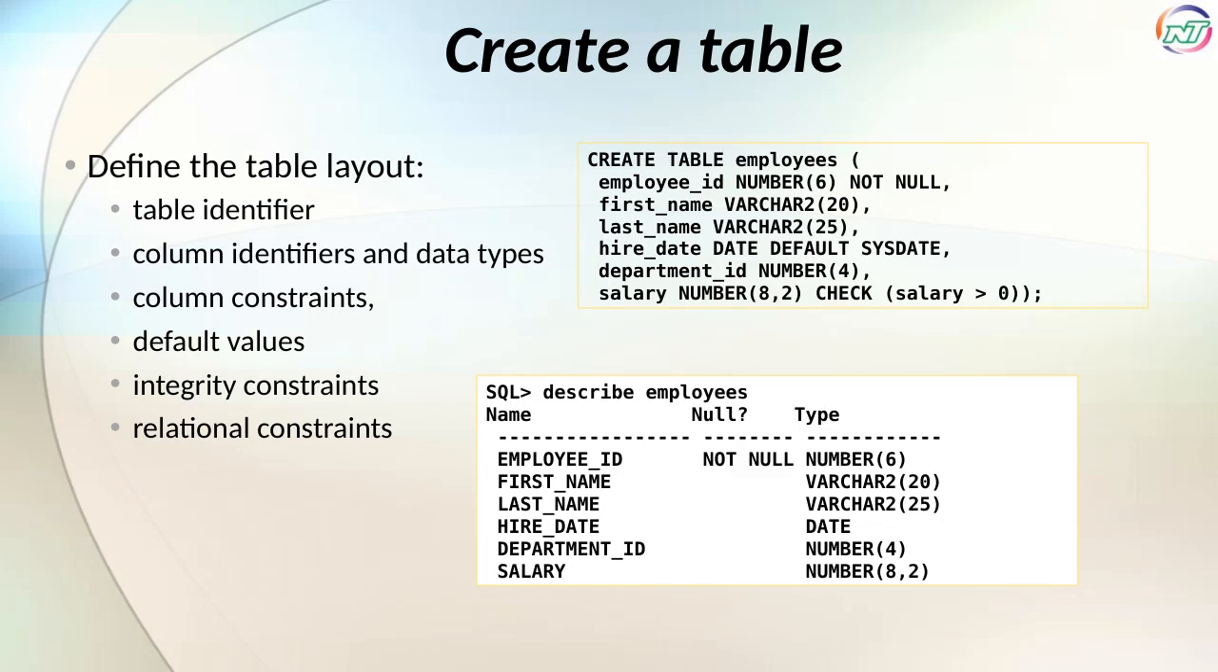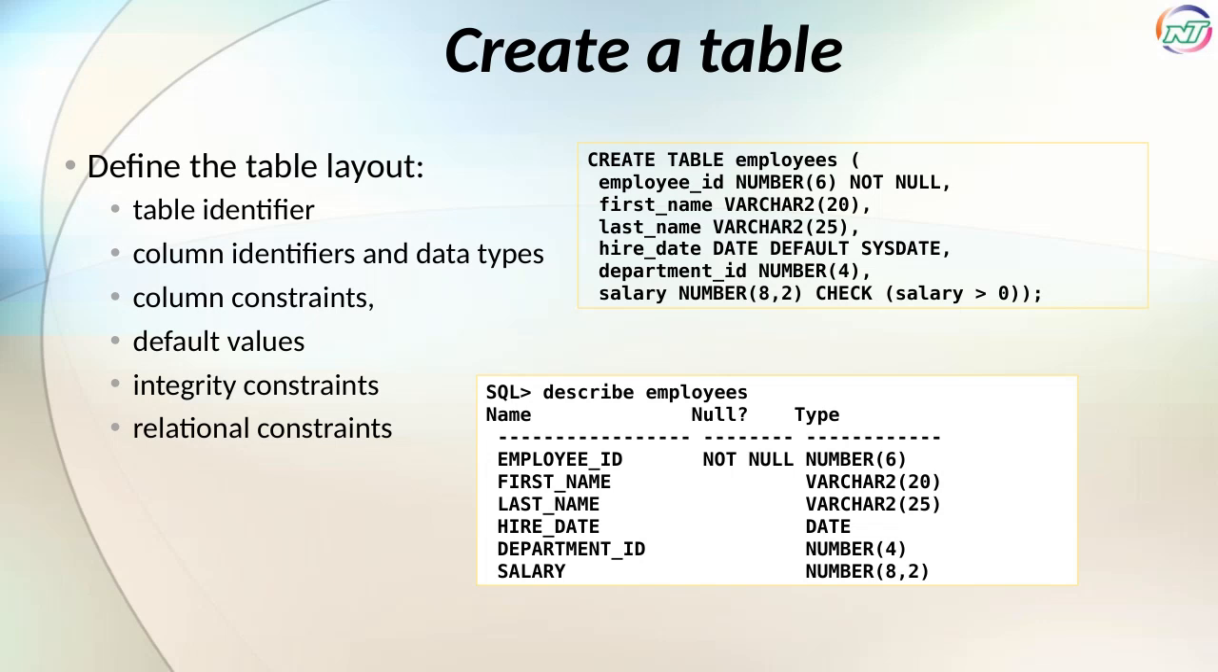When defining a table layout in SQL, you start by specifying the table name, followed by the column names along with their data types. Each column can have constraints such as not null to ensure a value is always provided, and default values that automatically fill in if none are specified. Integrity constraints help maintain data accuracy and consistency, including checks like ensuring salary values are positive. Relational constraints link tables together, such as foreign keys, though they aren't shown here.